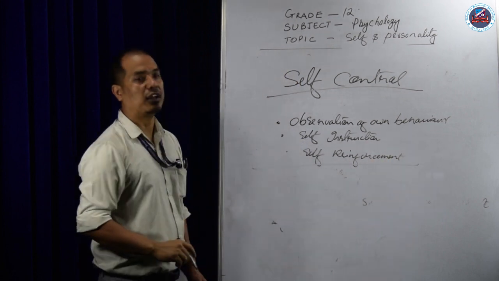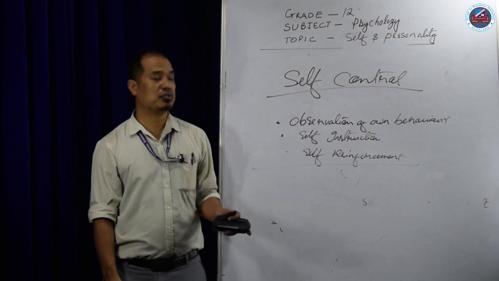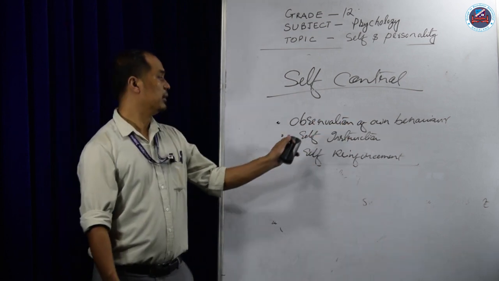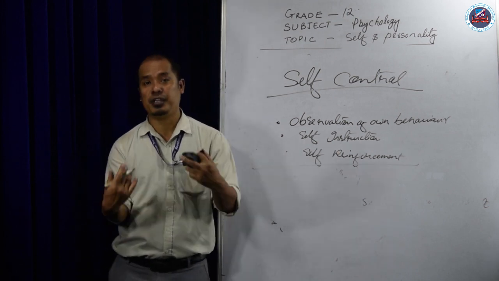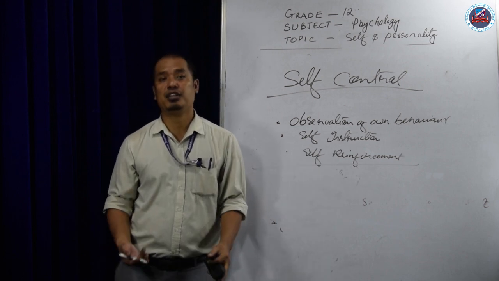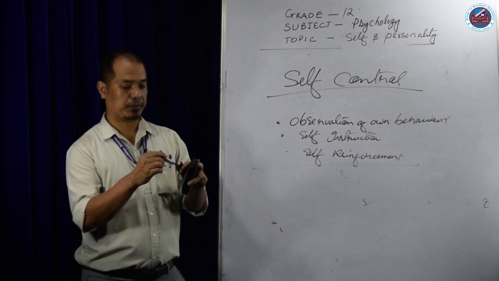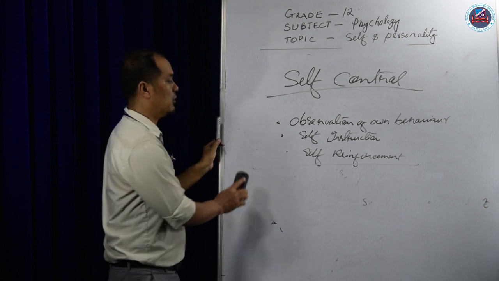So there are three psychological techniques under self-control. One is called observation of our own behavior. You try to observe your own behavior. Self-instruction means if there is something that needs to be changed in your behavior, you try to change it. The other one is called self-reinforcement. You try to reward yourself for good behavior. So these are the things that fall under self-control.